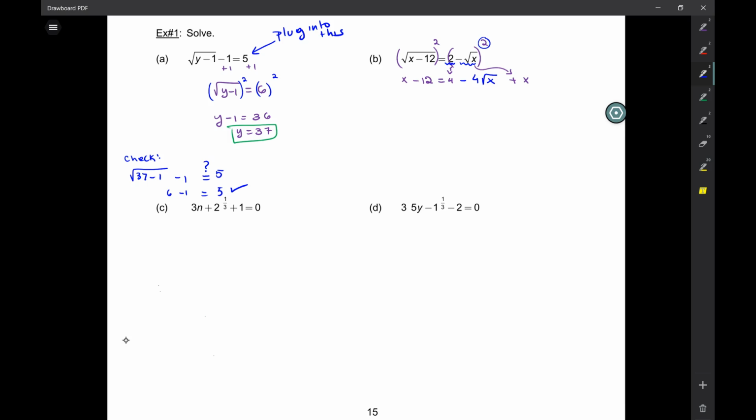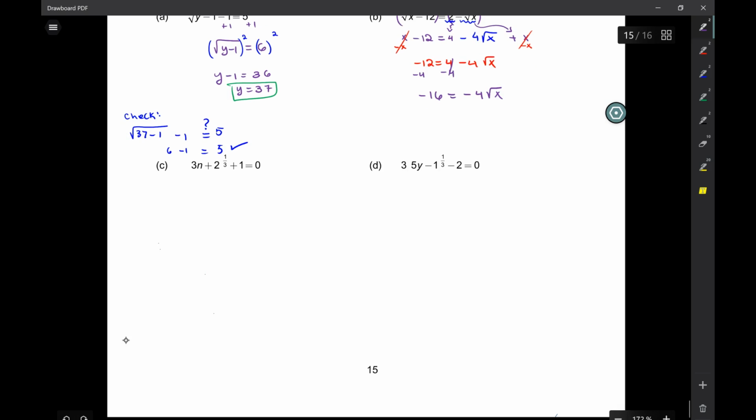We're good? Okay, now I need to combine like terms. Look, I still have a radical here. Let me combine like terms. Let me subtract x from both sides. Luckily, those all go away. So I have negative 12 equals 4 minus 4 root x. What can I do now? Subtract 4. Negative 16 is equal to negative 4 root x. What else can I do? Divide by negative 4.